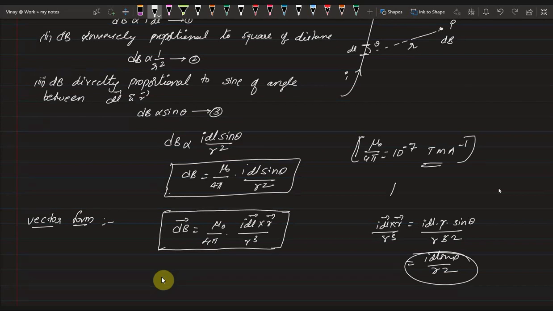Here mu naught is called the permeability. What do you mean by permeability? It means the property of allowing the magnetic lines of force. That is called permeability. Okay, so please note it down.